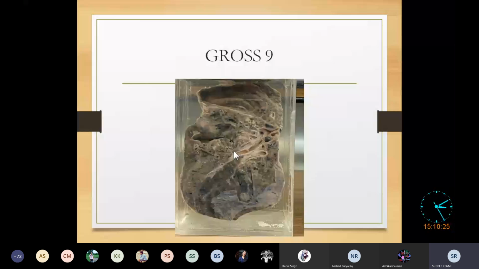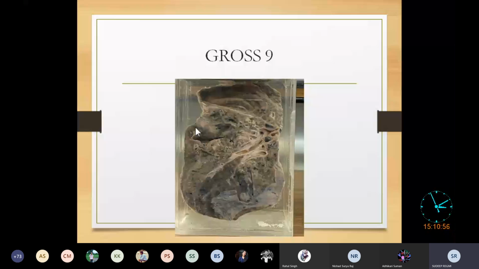There is a cavitation, and cavitation is mostly a feature of tuberculosis in our area. There is a cavitatory lesion. This is the part of the lung, or one lobe of the lung, with the hilum. Here you can see the bronchus, and here you can see a cavitatory lesion. Let's see the identification points. This is the specimen of lung.